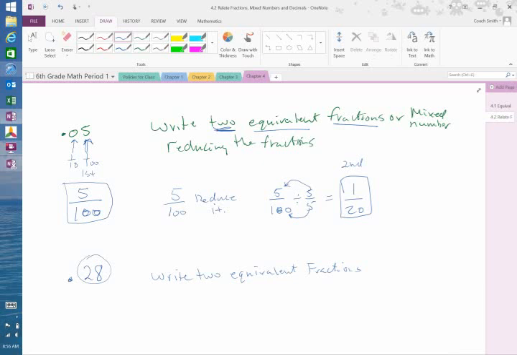Okay? The reason I could have done this over here, I could have said 0.05 over 100. I could have said that, but you don't include that 0. Okay? So always make sure that you have whatever number you're dealing with over the fraction.